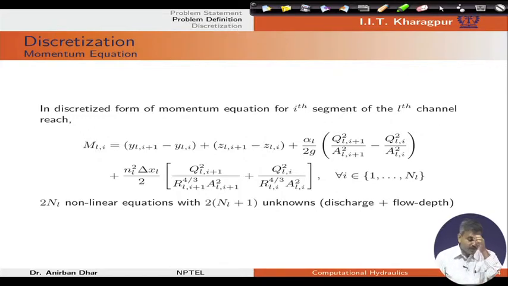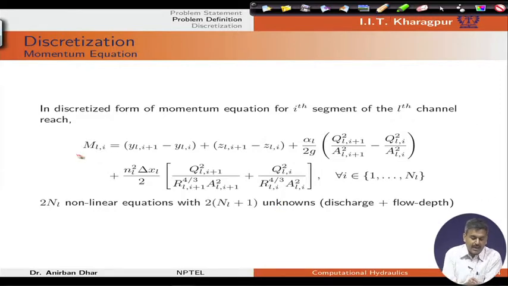And this is the discretized form of our momentum equation for ith segment of the lth channel reach. Now, in this case, this MLI, we have difference between y, z, and this is alpha L, this is specific to a particular channel reach. This is Q square by A square minus Q square by A square. R is again hydraulic radius. These quantities are known quantities. Now, we have 2NL nonlinear equations with 2NL plus 2 unknowns, that is discharge and flow depth. This is for a single channel reach or lth channel reach.